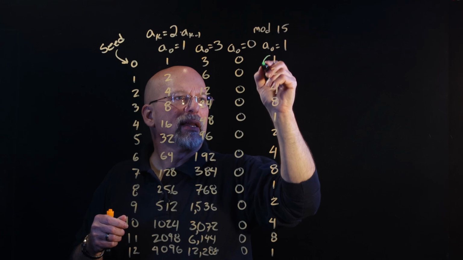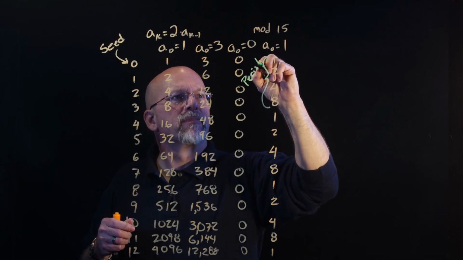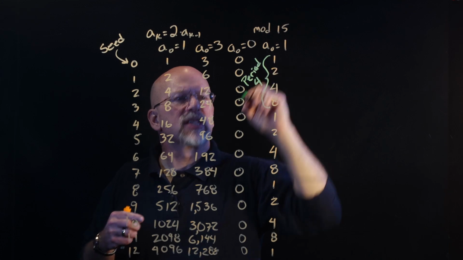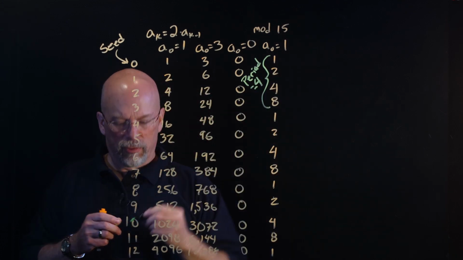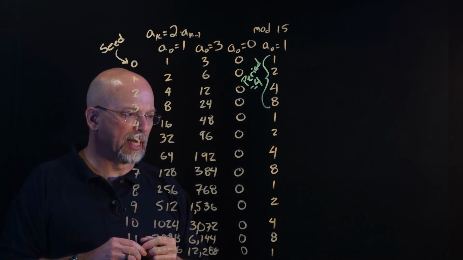What we've got here is something we're going to call a period. And the period, in this case, is equal to 4. We go through 4 elements before we cycle back to the beginning.